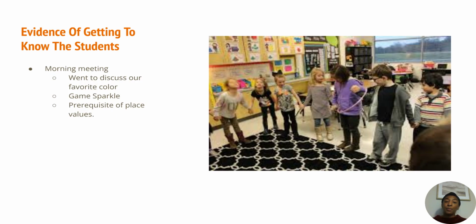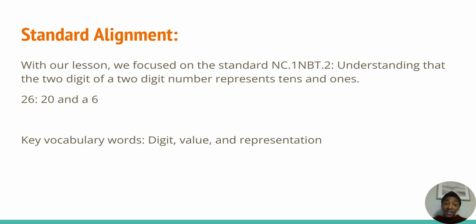And then I gave my students a prerequisite of place values just to see where my kids are at. So this whole activity, the standard is going to be on place values. So the standard is NC1 NB2, which is understanding that the two digits of a two-digit number represent tens and ones. So again, place value. So for example, 26. If I look at the 2 in 26, the value is 20. If I look at the 6, the value is 6. And the key vocabulary words are digit, value, and representation. Those are the words that you really want your students to know.